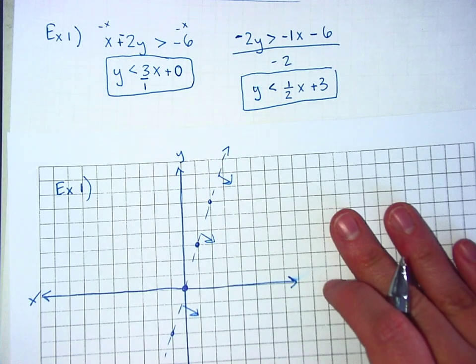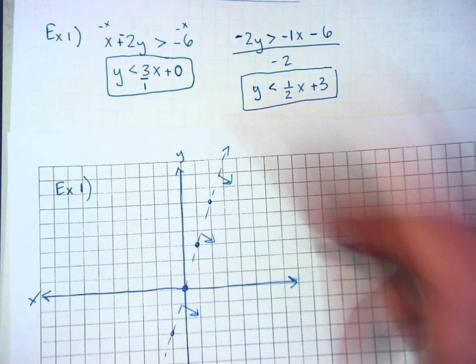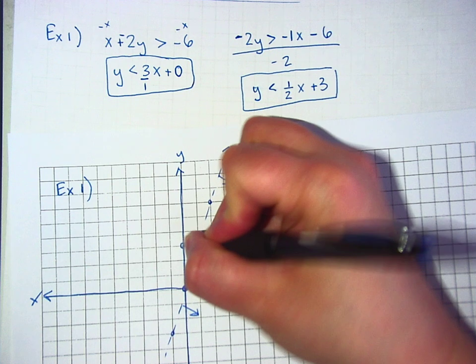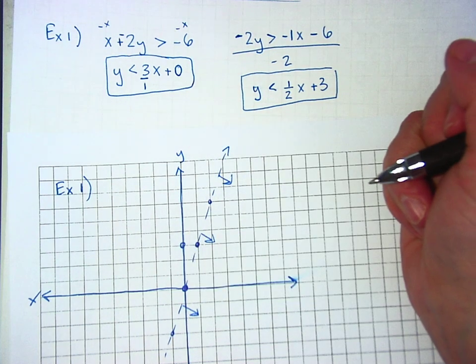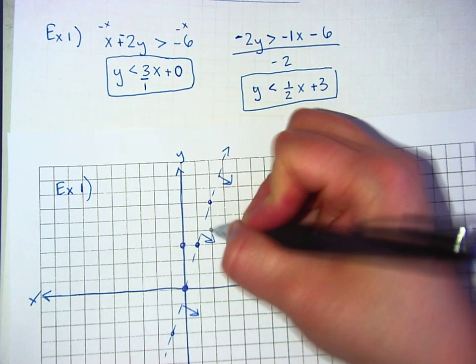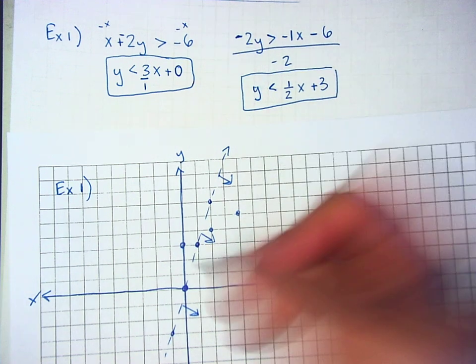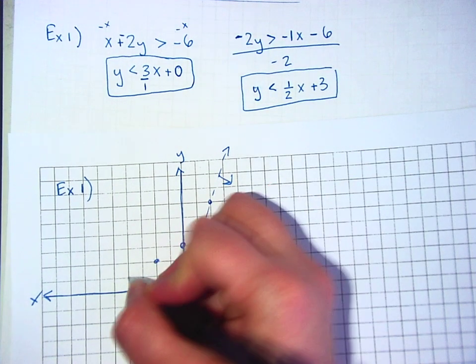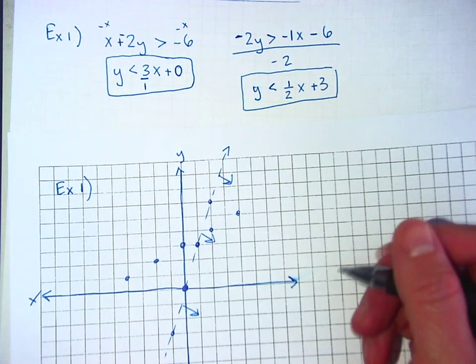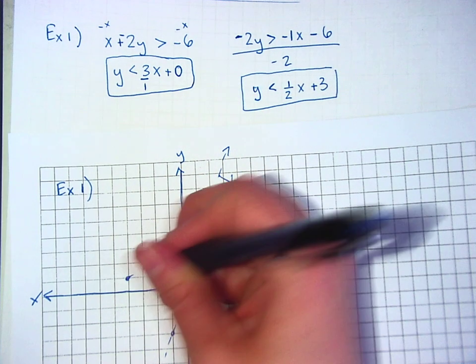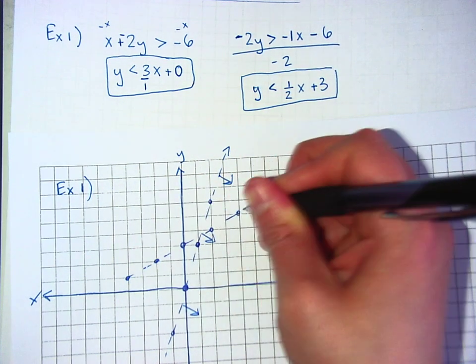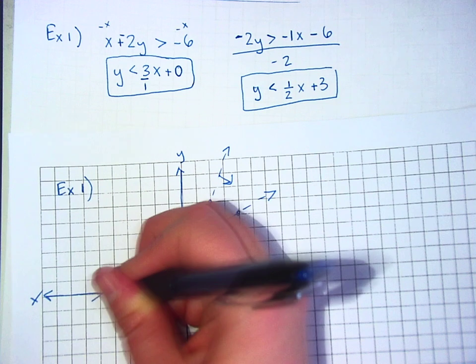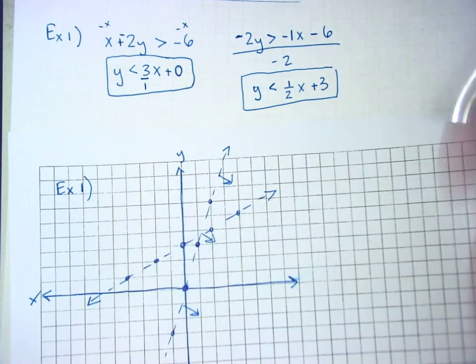Okay, other line. What's the y-intercept of the other line? 3. And then what's the slope? Up 1 over 2, up 1 over 2. Going the other way too. Is this one going to be dotted or solid? Dotted. And are we going above it or below it? Below it.